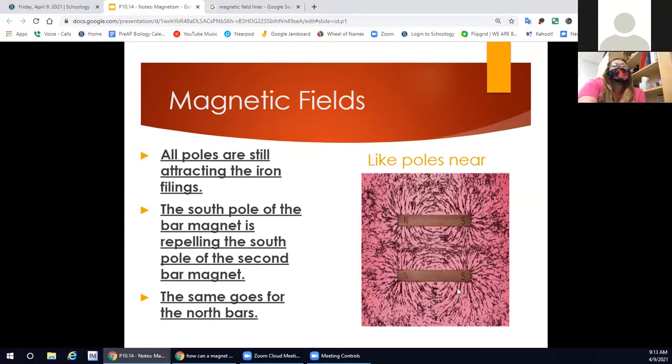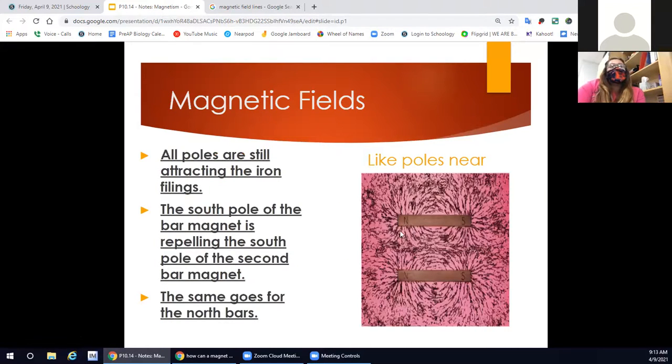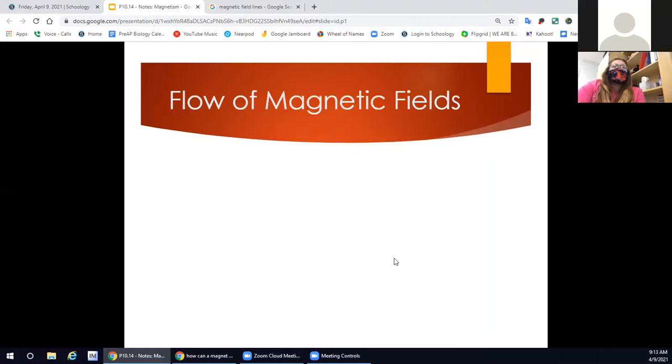Again, you can see how the field lines interact with each other. These are opposite poles, and you can see the field lines connecting from the north to the south, from the south to the north. These are attracting each other. These are the same poles, north to north, and you can see how they're pushing away from each other. It's kind of really hard to see, though. That's why we like to draw on.